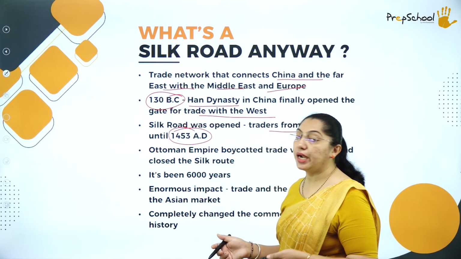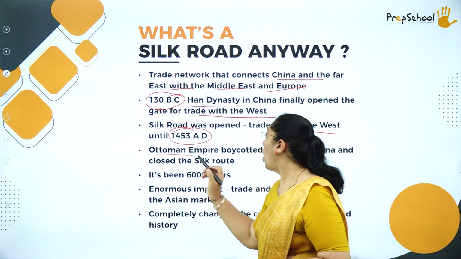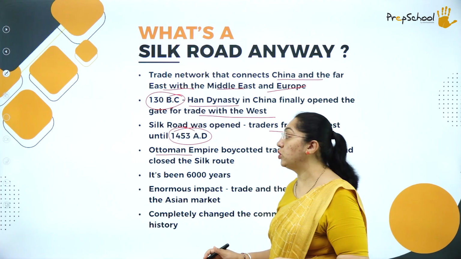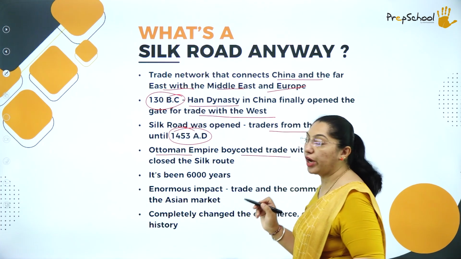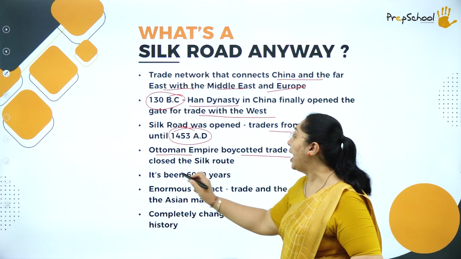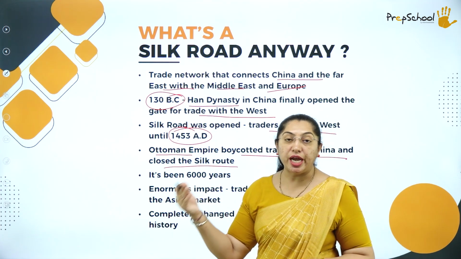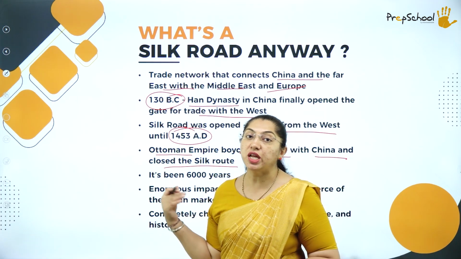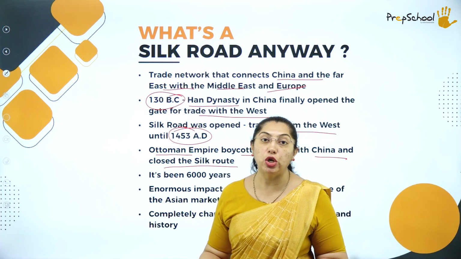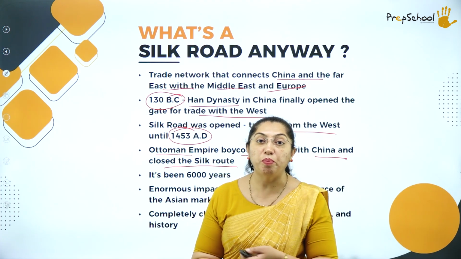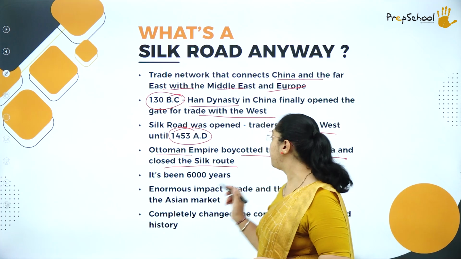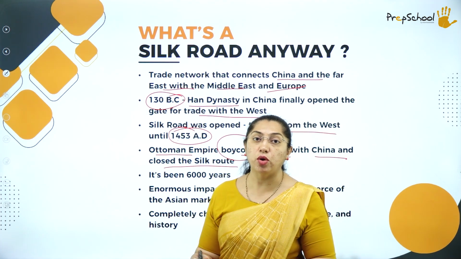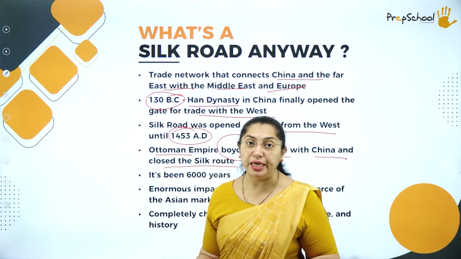So what happened after that? After that, the Ottoman Turks closed the trade route; they boycotted the trade route. Who? The Ottoman Turks boycotted the trade route with China and closed all the Silk routes. So China had a trade route with the East, the Middle East and also Europe. After the Ottoman Turks came, everything was closed. The trade route between them was completely closed and boycotted by them. So whatever trade routes they had in that Silk Road, everything was stopped completely.